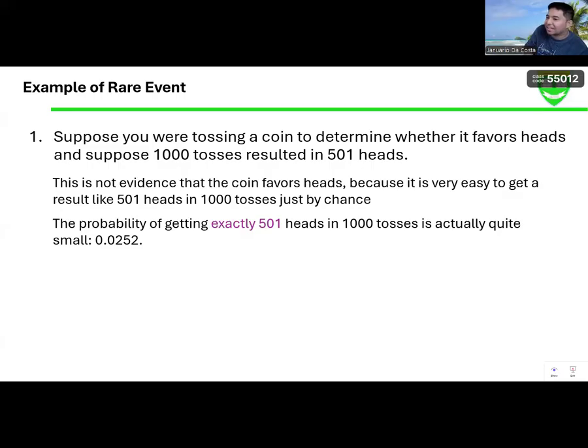Is that a rare event? Yes or no? It's a very, very, very rare event, yeah. If you want to calculate exactly the probability of that, it is 0.0252.